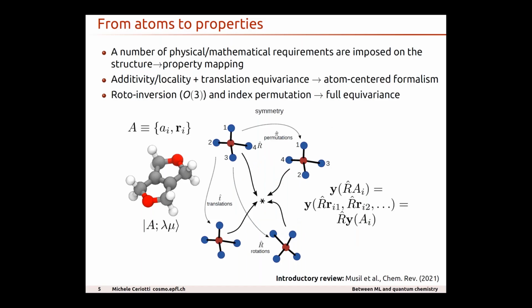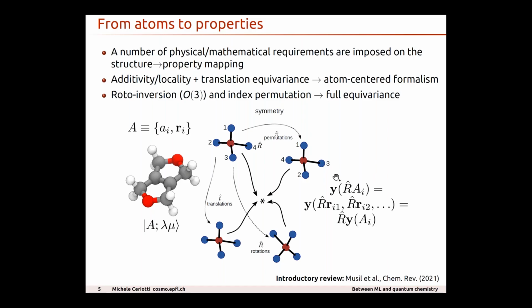When it comes to symmetry, requiring that the mapping between structure and properties is symmetric implicitly requires that the model is symmetric, meaning that the functional form that you write when you implement your model shouldn't change its outcome if you rigidly rotate the atoms, for instance.